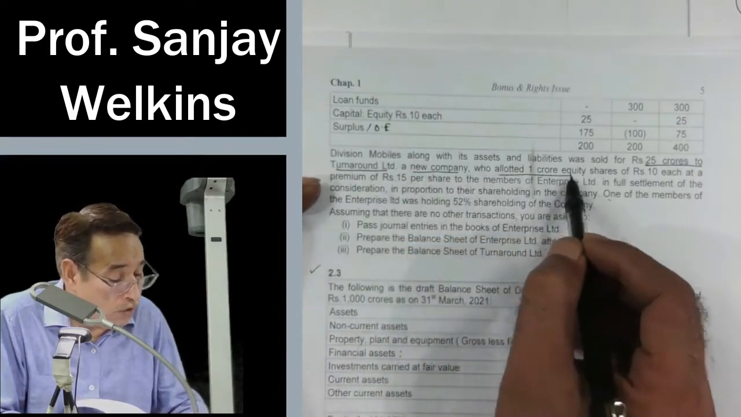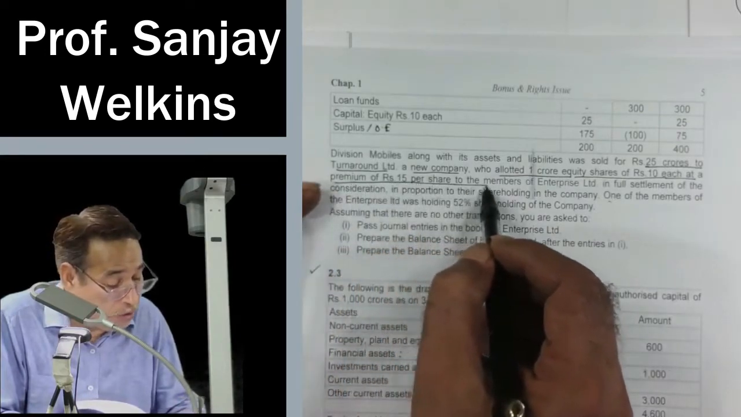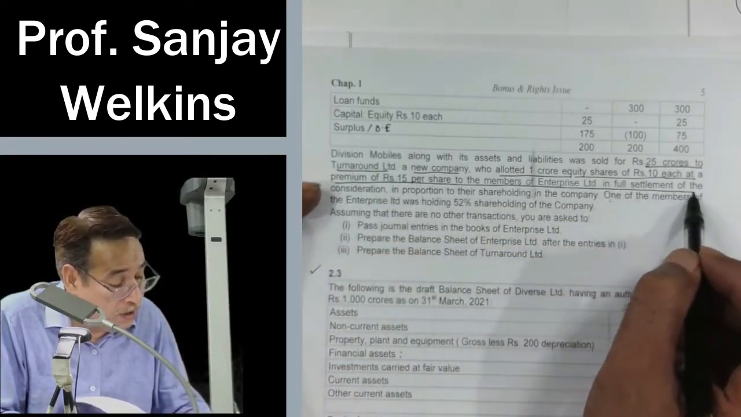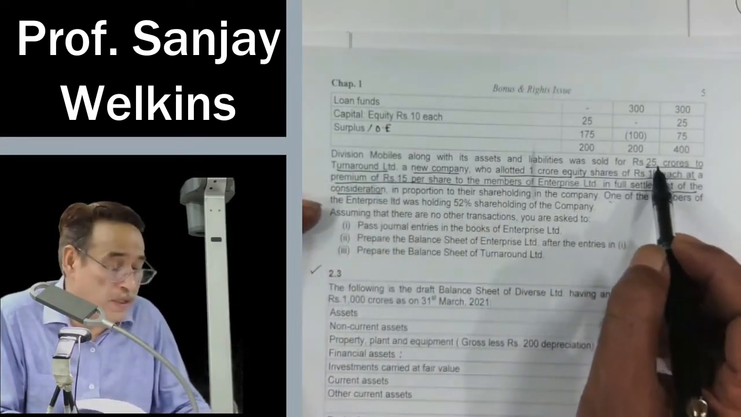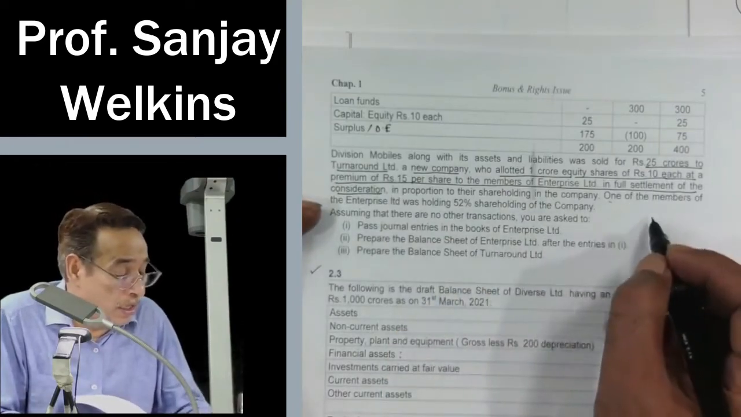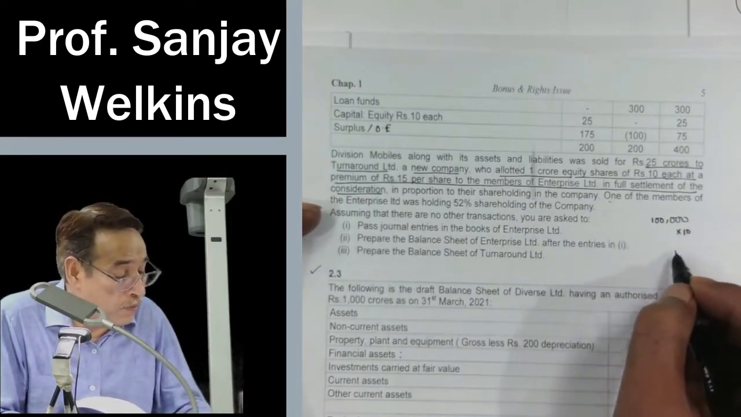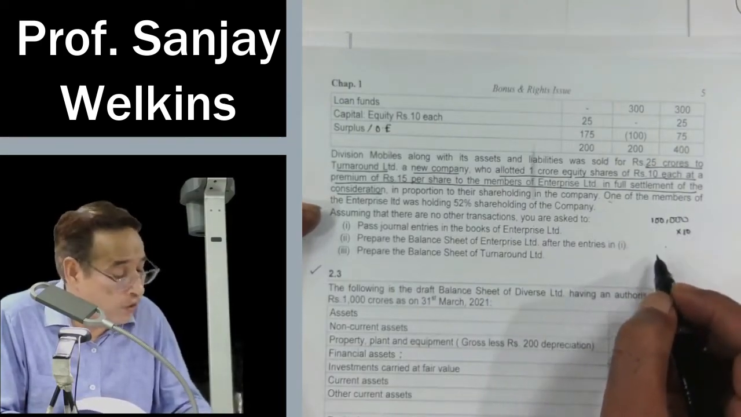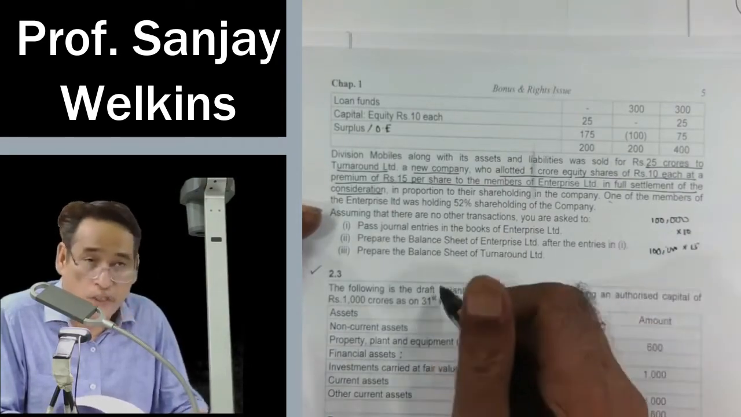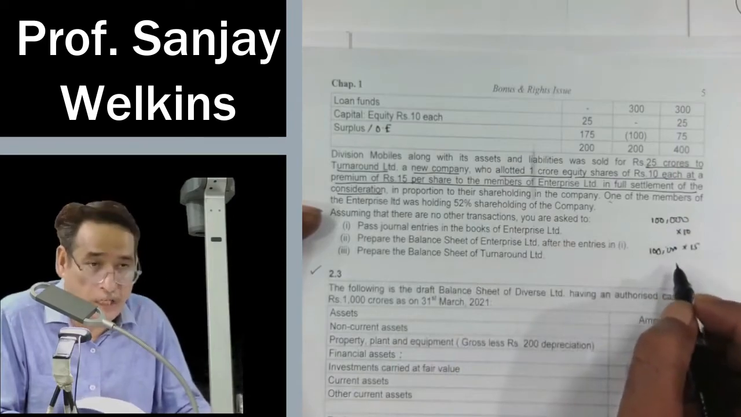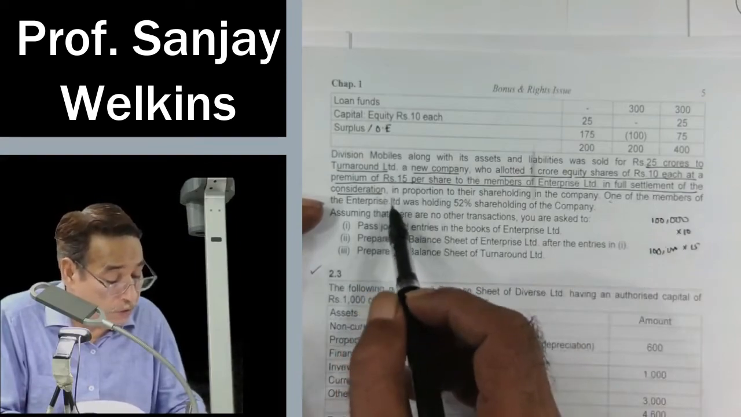who allotted 1 crore equity shares of 10 each at a premium of 15 per share to the members of Enterprise Limited in settlement of the consideration. This time purchase consideration is 25 crores and 1 lakh shares are being offered. 1 lakh shares of rupees 10 each, but at the rate of 25, because 1 share is being given at 15 per share premium. So all in all, we will have 1 lakh shares into 25, that makes 25 crores. So purchase consideration is 25 crores.